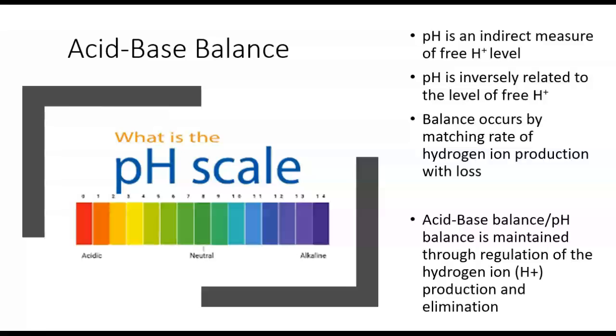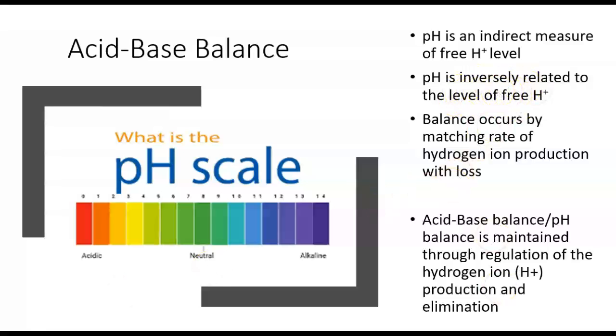The pH is an indirect measure of the free hydrogen ion level in the blood and other body fluids. Acid-base balance is the maintenance of arterial blood pH between 7.35 and 7.45 through the regulation of hydrogen ion production and elimination. pH is inversely related to the level of free hydrogen ion. And so when you see that it's inversely related, that means they're opposites.